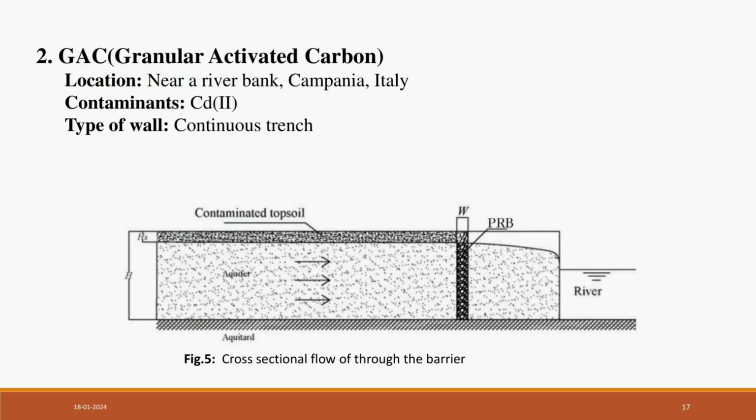The second case study is from near a riverbank, Campania, Italy. Type of contaminant was cadmium. Type of wall used is a continuous trench, and the reactive material used is GAC, granular activated carbon.